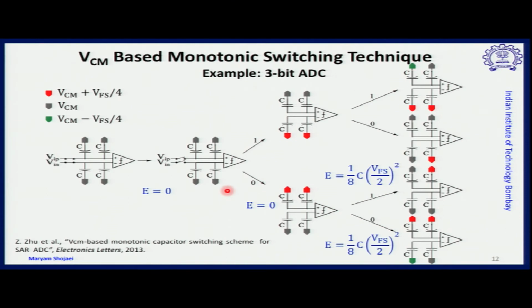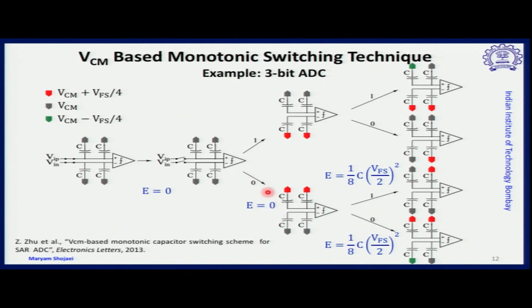Now, depending on the decision of the comparator, if it is 1, that means V in P is more than V in N, we move to the next switching. And if it is 0, we move again to the next switching. Now, here is a very interesting situation. Let's start from 0 and see how the energy is consumed.